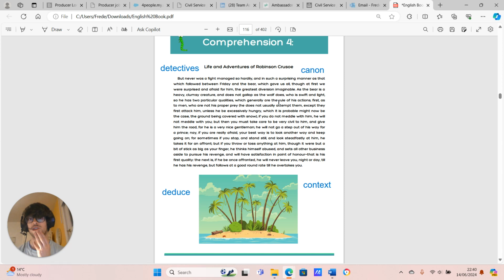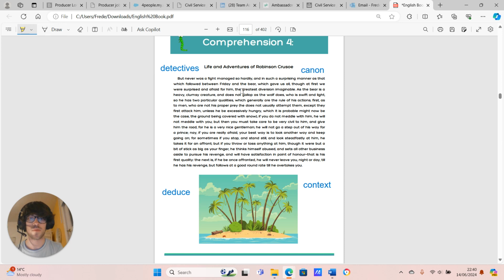So, Life and Adventures of Robinson Crusoe. But never was a fight managed so hardily, and in such a surprising manner as that which followed between Friday and the bear, which gave us all, though at first we were surprised and afraid for him, the greatest diversion imaginable. Now, stop there. Diversion.